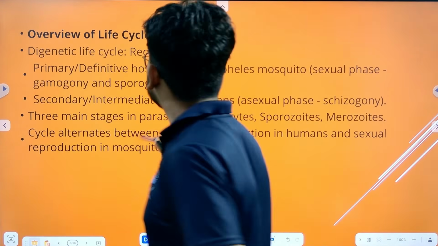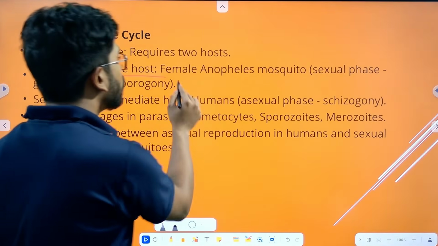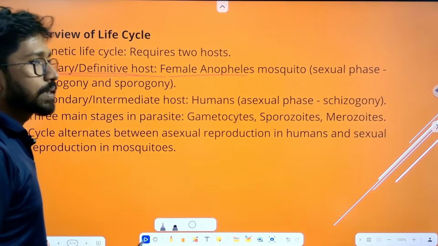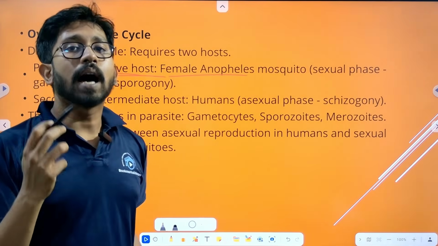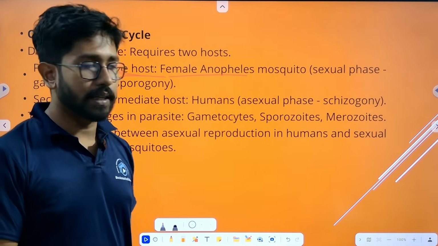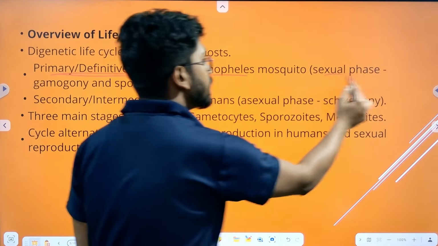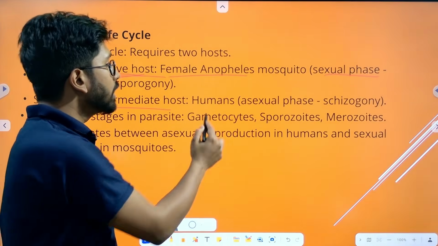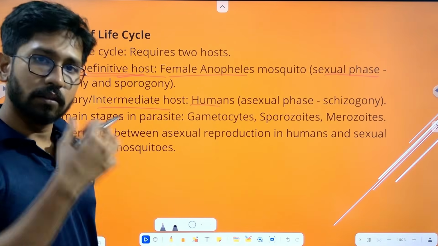But there is a little difference. The primary and definitive host is the female Anopheles mosquito. So, what does definitive host mean? Definitive host means the host in which the parasite completes its sexual life cycle. The sexual phase is completed inside the definitive host, and the intermediate host is the human, where the asexual phase is conducted.